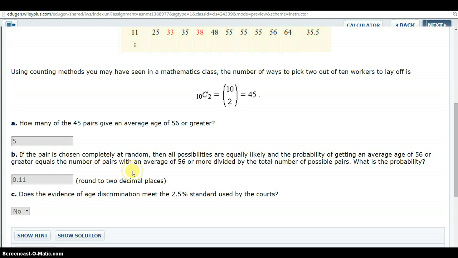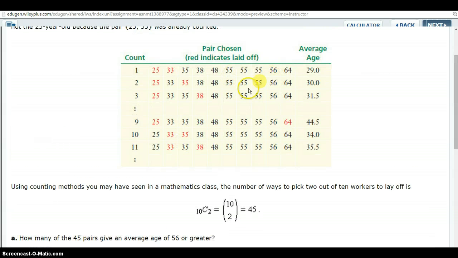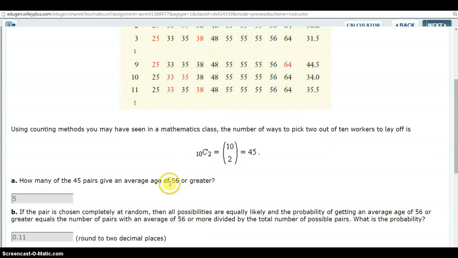In other words, it would not be too uncommon to get an average age of 56 or greater just by randomly choosing 2 people to lay off.